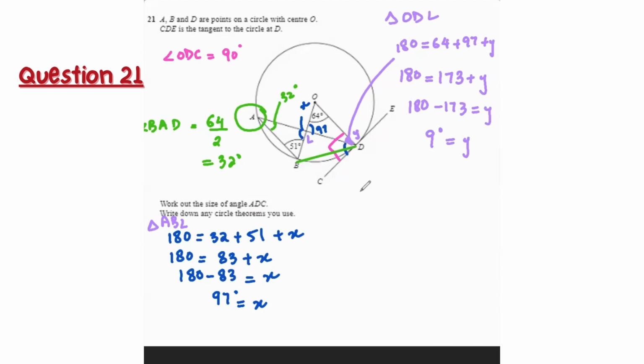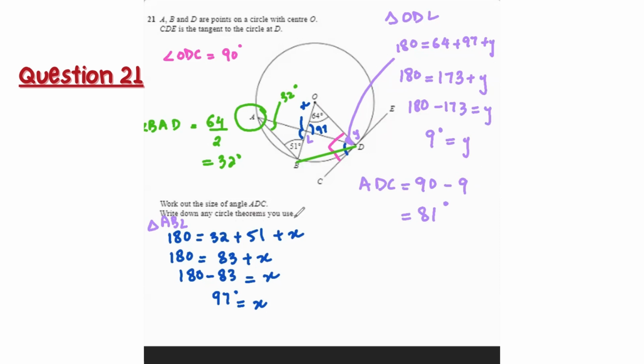So to find angle ADC, we will do 90 minus 9, which is 81 degrees. Why 90 minus y? Because this was y, which is 9, and this entire angle was 90. So if we subtract 9 from 90, that gives us the blue angle, which is ADC.